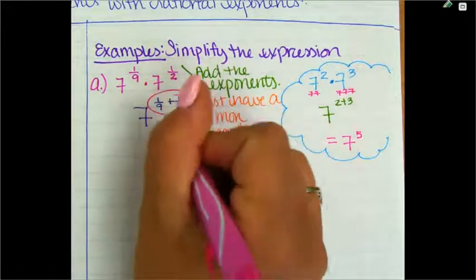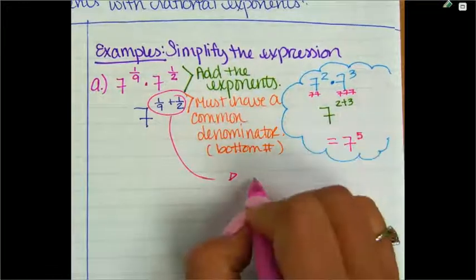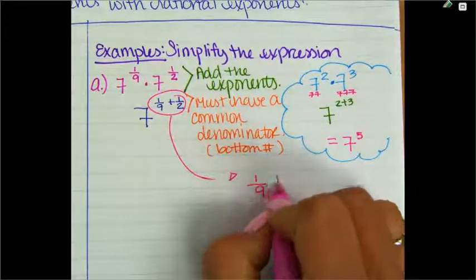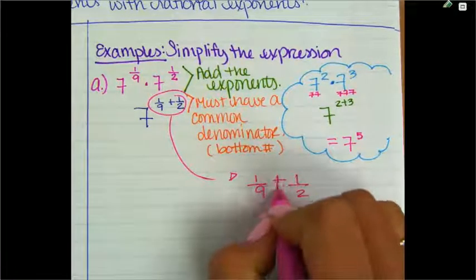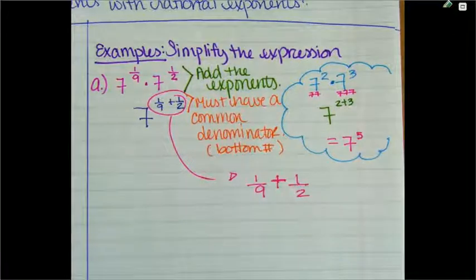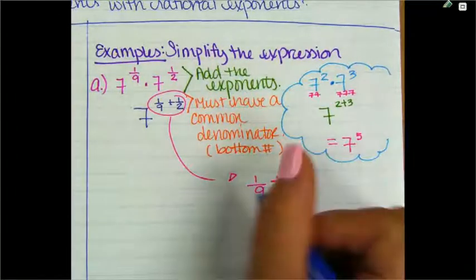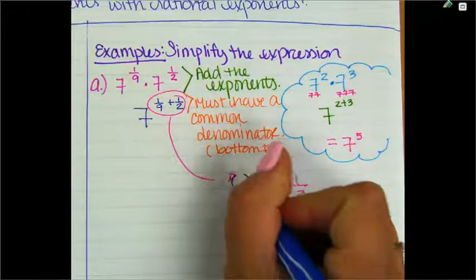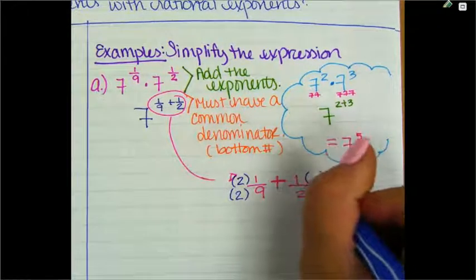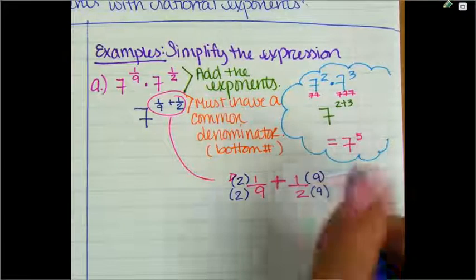So I'm going to take these over here to the side so we can actually do that. So I'm going to go ahead and add 1/9 and 1/2. When I add 1/9 and 1/2, what's your denominator that's going to make them the same? What's your common denominator? 18. So what do you need to multiply the first one by? And the second one? Good.